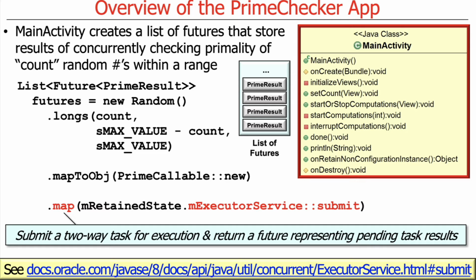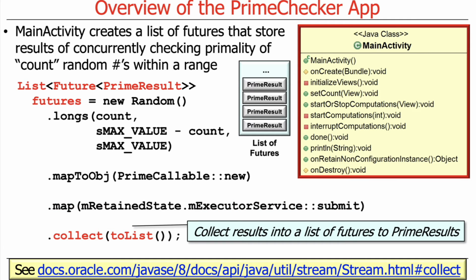And that will, as the little callout says here, submit a two-way task for execution and return a future that represents pending task results. So a future comes back here. And the last thing we do is we use the terminal operation collect in order to take each of those futures, because remember, submit returns a future, and it collects them into a list, and lo and behold, we have a list of futures to prime results.